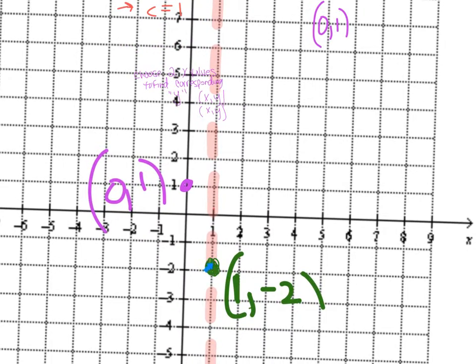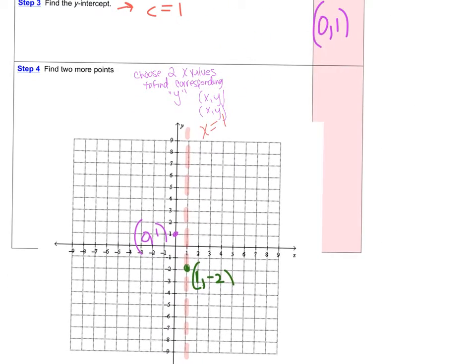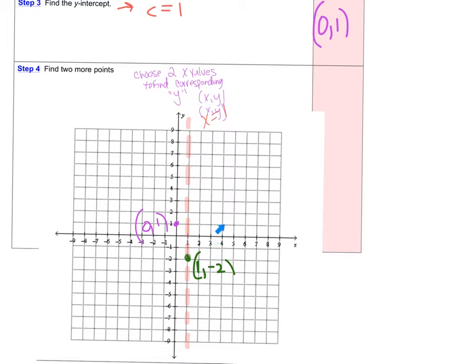Let's see. If this is my vertex, and I know I'm opening up, I probably want to know what happens at, I don't know, 4. Where am I on the 4? That's basically what I'm trying to find. So let's find out what y is equal to when x is 4. And because 4 is 1, 2, 3 units to the right of the axis of symmetry, I know that 1, 2, 3 units to the left, I'm going to reflect in that same location. Does that make sense? Because the axis of symmetry is symmetrical.